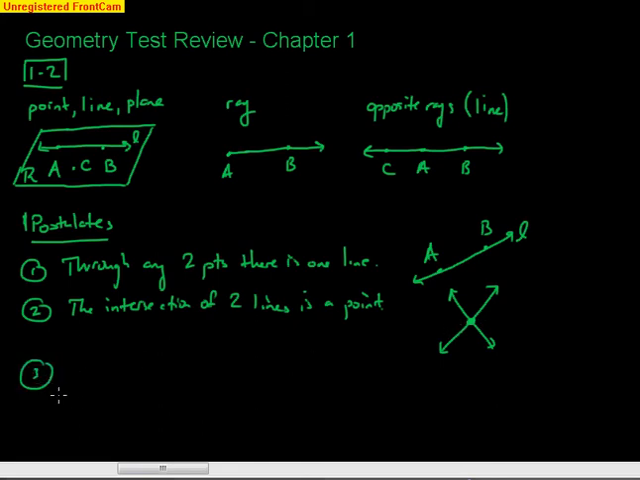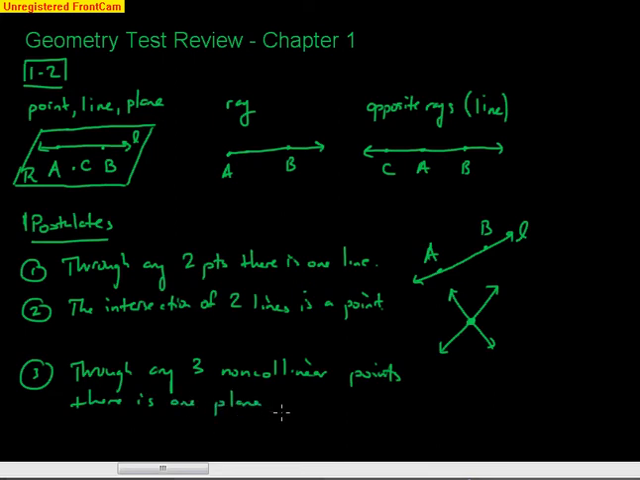3. Through any 3 non-collinear points, there is one plane. So if I have 3 points that are not in a row, I can draw a plane around them. Just one. Just one plane.